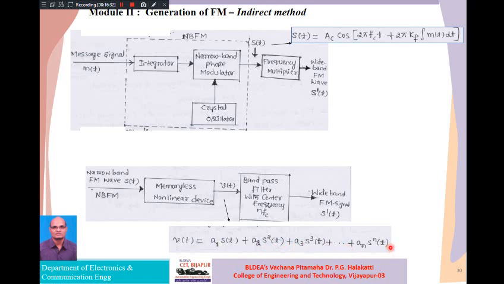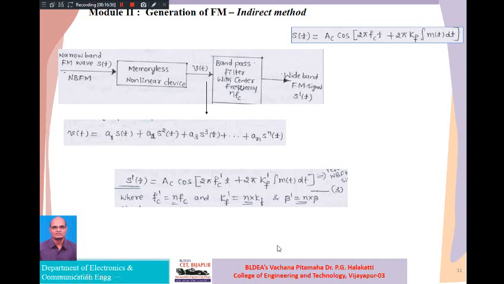We are not much interested in further harmonics. We are just interested in the first term itself, A1 S of t. A1 I will write as AC, the carrier amplitude, because AC is coming here. So the term is AC cos(2 pi fc' t plus 2 pi kf' integral of m(t) dt). The dash is used just to differentiate it from the terms used in S of t.